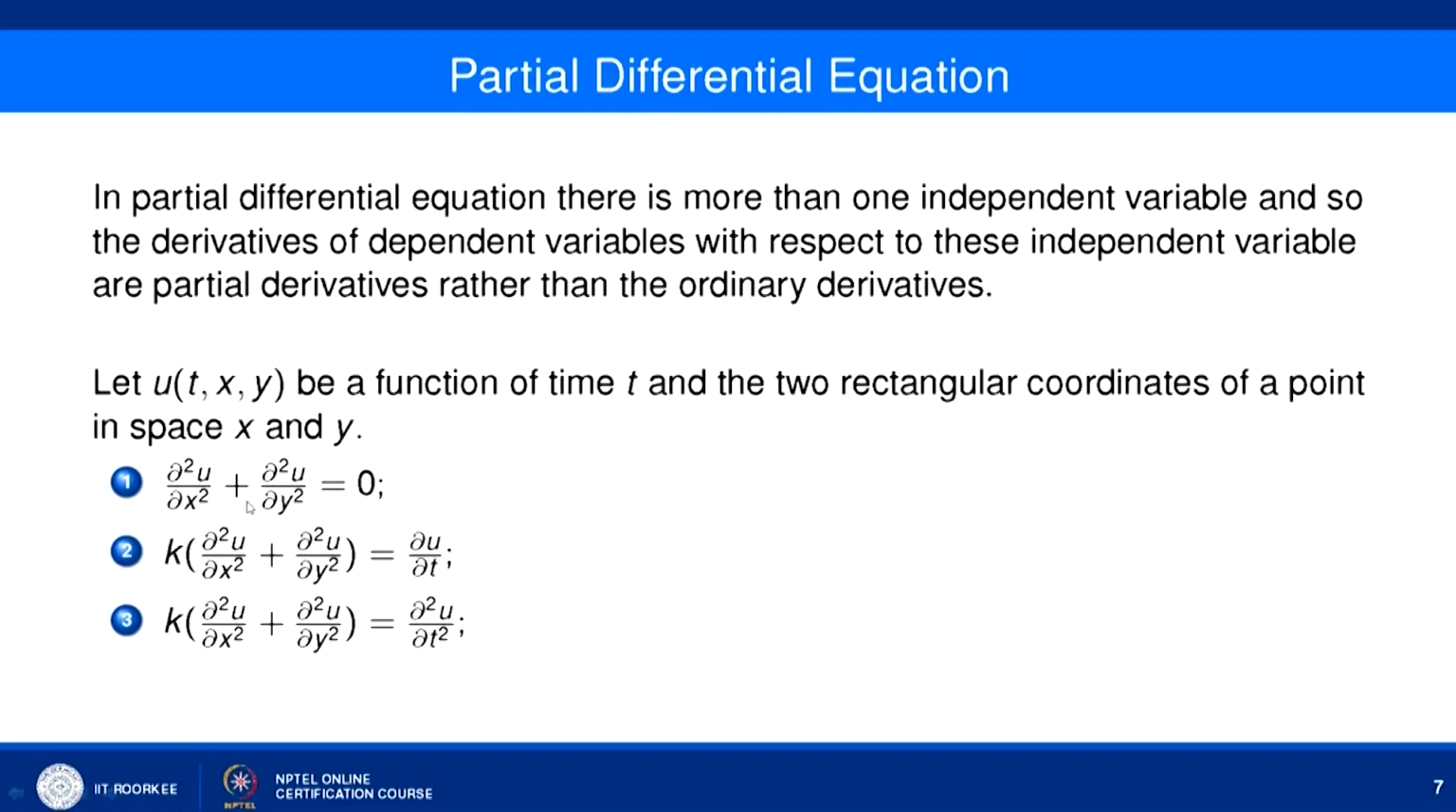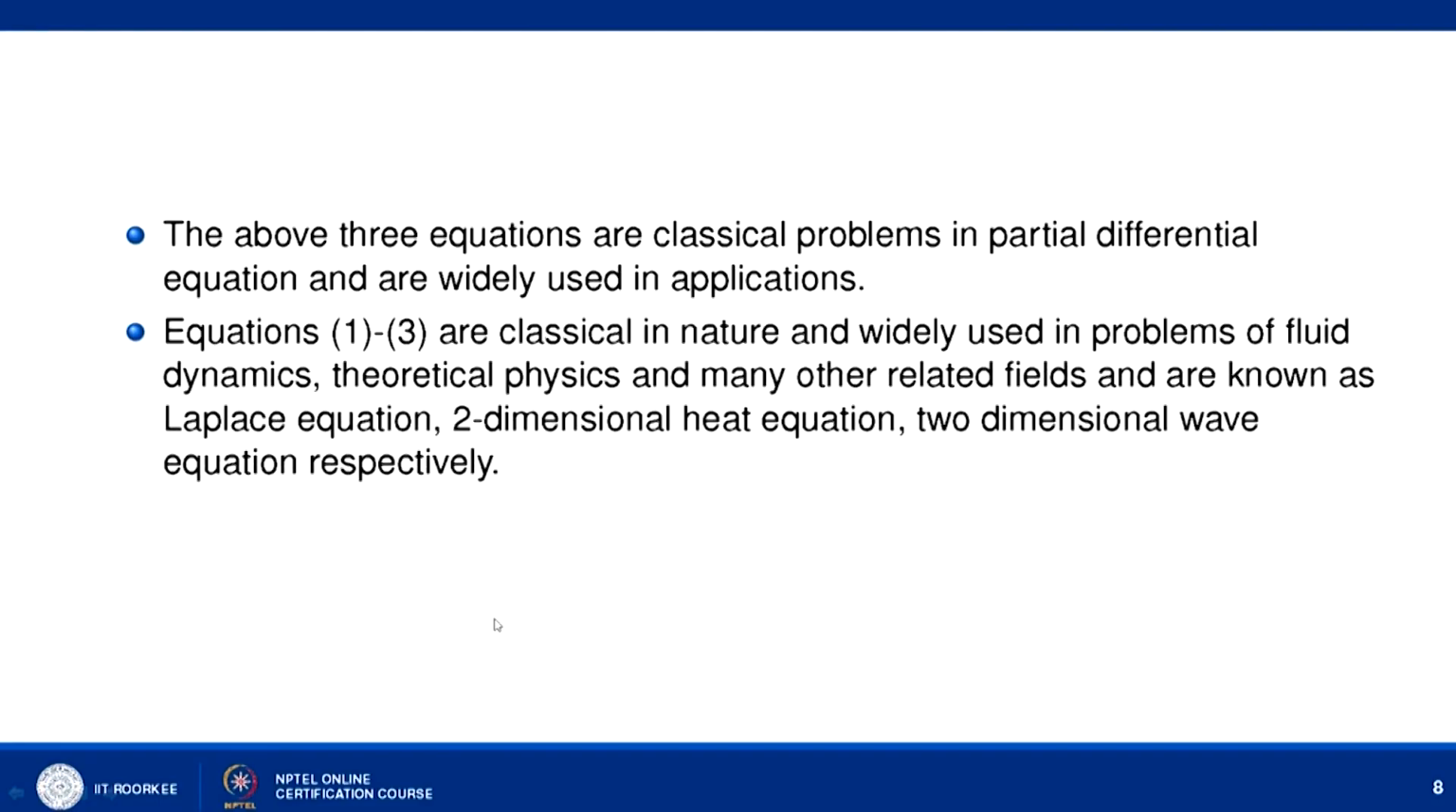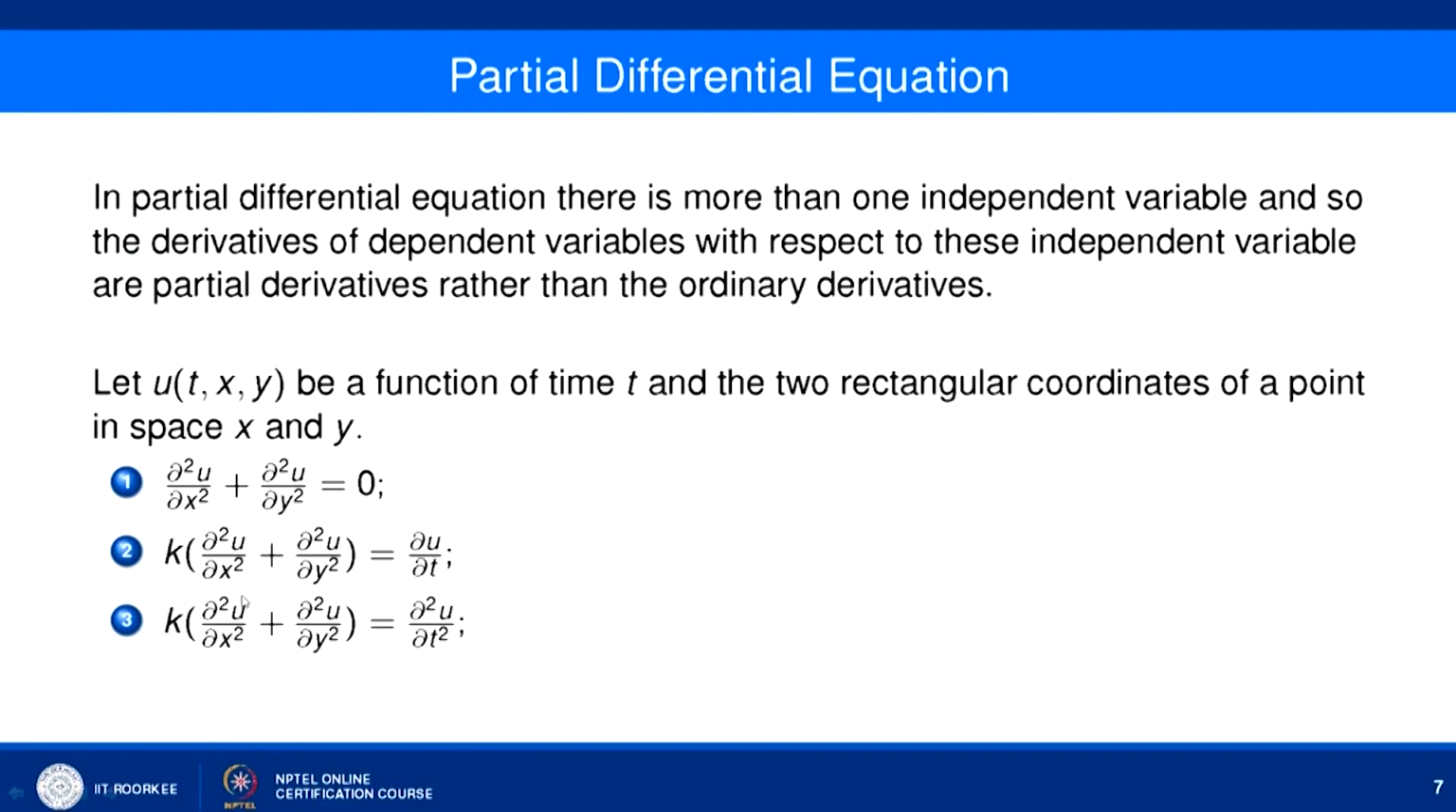And these equations are known as: the first equation is known as the Laplace equation, the second one is the heat equation, and the third one is the wave equation. So, this is given here: Laplace equation, two-dimensional heat equation, where the space variables are 2. So, this dimension depends on the space dimension. Here we have two space coordinates x and y. So, it is a two-dimensional heat equation. Similarly, this is a two-dimensional wave equation.